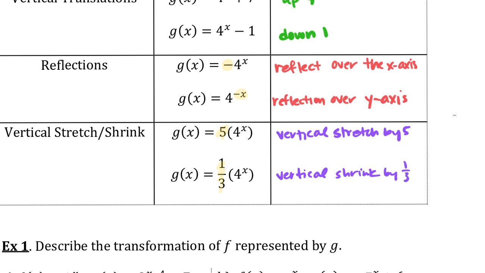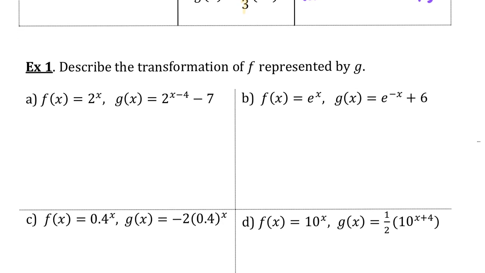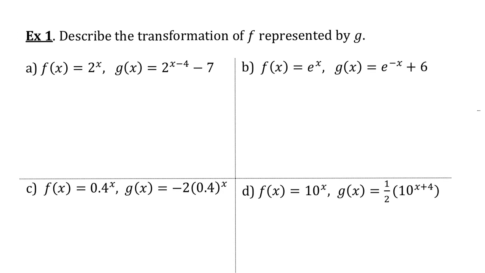For the first example, we're just going to write the transformations. We're not going to graph it yet. Describe the transformation of f represented by g. This is the parent function, and this is what I did to the parent function. I started with 2 to the x, and then what did I do? I did x minus 4, so that's going to go right 4. After that, I minus the 7, so down 7. So 2 to the x went right 4, and then it went down 7.